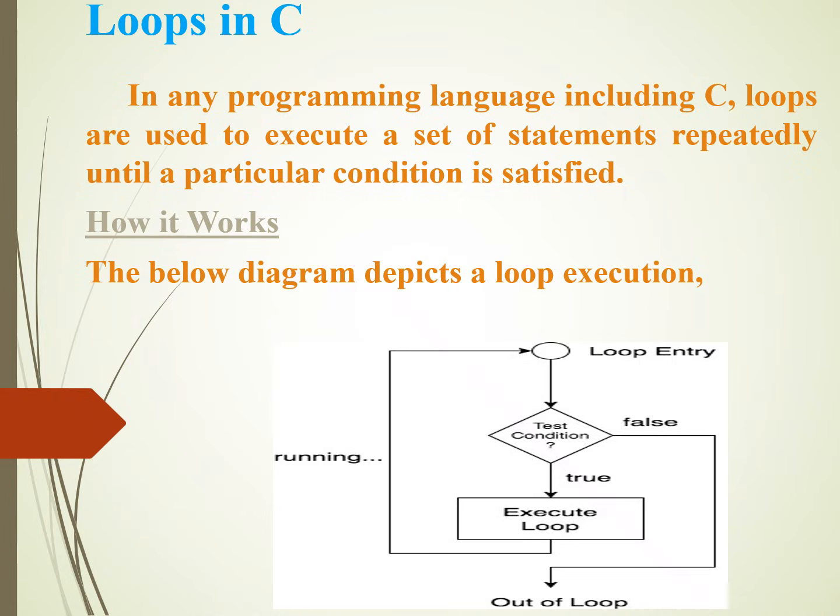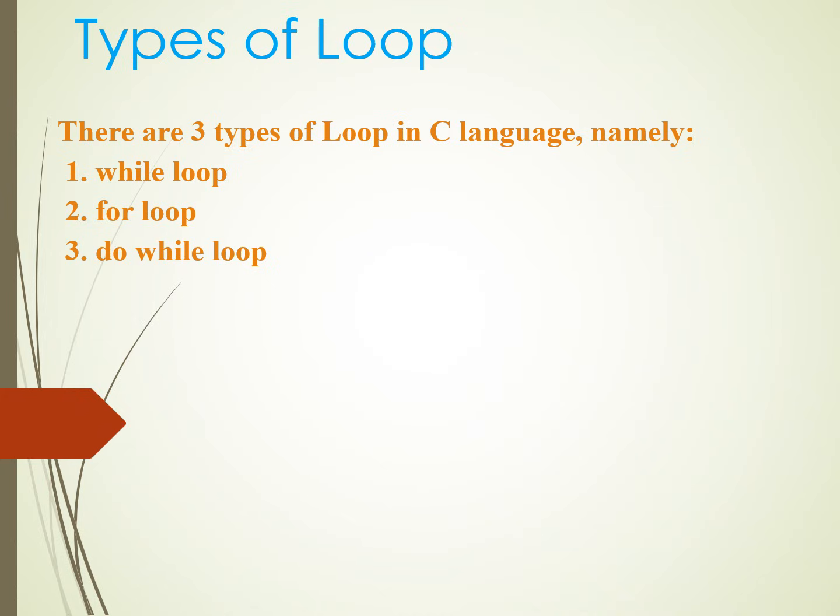Now let's see the different types of loops available in C. C provides three types of loops. The first is the while loop, the second is the for loop, and the third one is the do while loop. Although all three loops perform repetition, they are used in different situations.